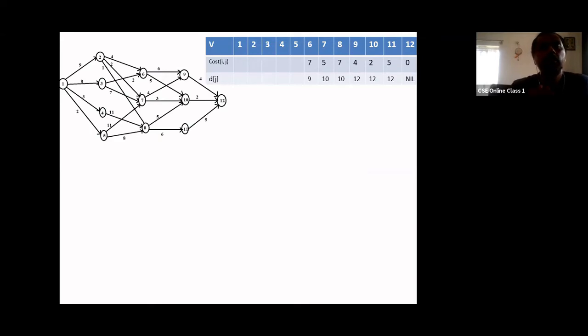Second stage vertices are 4: 2, 3, 4, 5. In vertex 2, we have 3 outgoing edges, going to vertex 6, vertex 7, and vertex 8. So when we have 3 outgoing edges, we have a computation among all 3, and we need to find out which is the least cost among them.